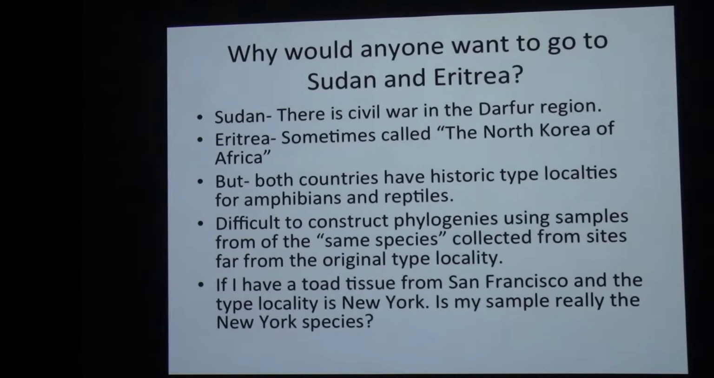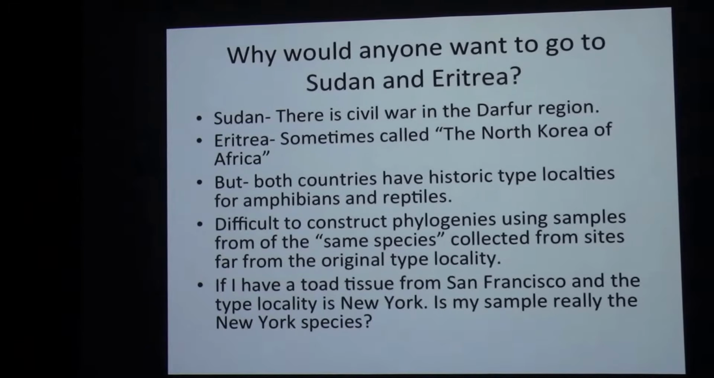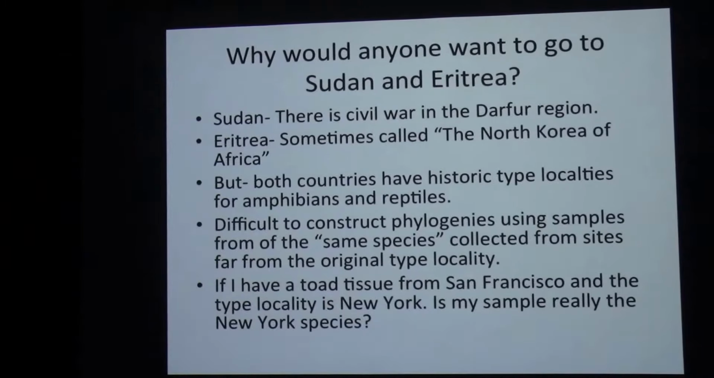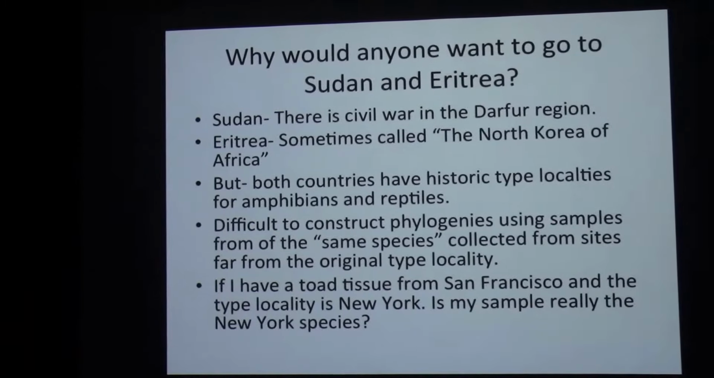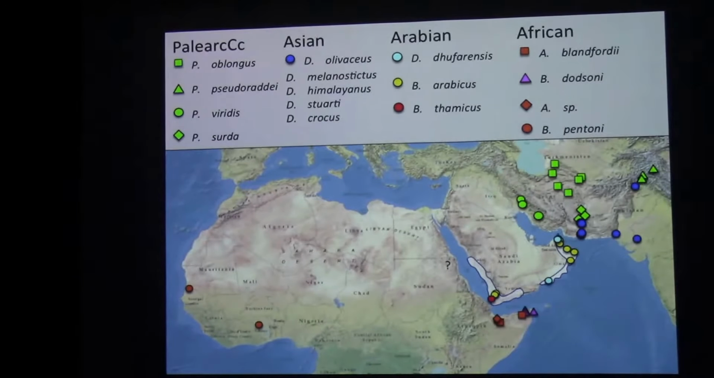So it's difficult to construct a phylogeny using samples of supposedly the same species if you don't have something from the original type locality. For example, if I have a toad from San Francisco and the type locality is New York, is my sample really the New York species? Well, probably not. And that's certainly not likely to be the case in Eritrea if your sample is from 3,000 or 4,000 miles from the type locality of the species, which is exactly what we had to do in this project that was published before I started going to sample some of these historic type localities.